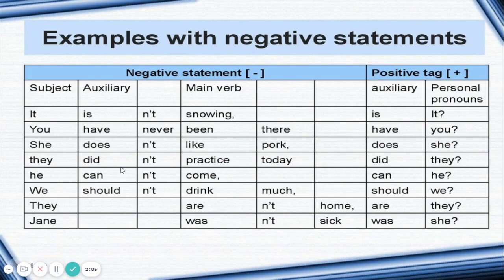They didn't practice today, did they? He can't come, can he? We shouldn't drink much, should we? They aren't home, are they? Jane wasn't sick, was she? All come under this: when a negative sentence is followed by a positive tag, or a positive sentence followed by a negative tag, the question must end with a question mark. When you separate the two statements, you must have a comma in between.